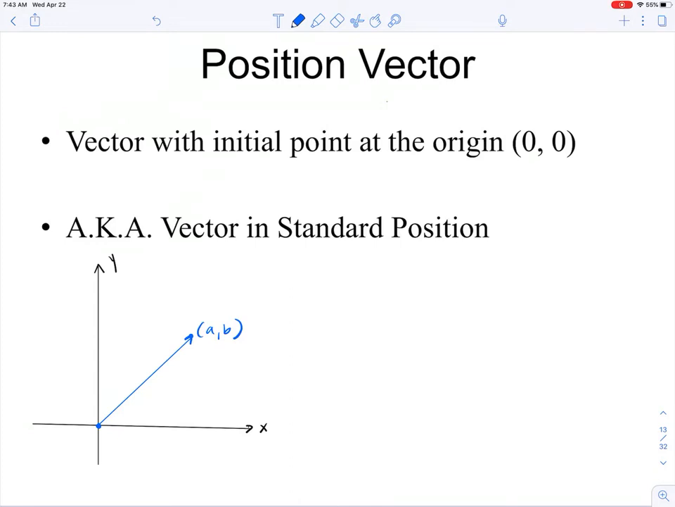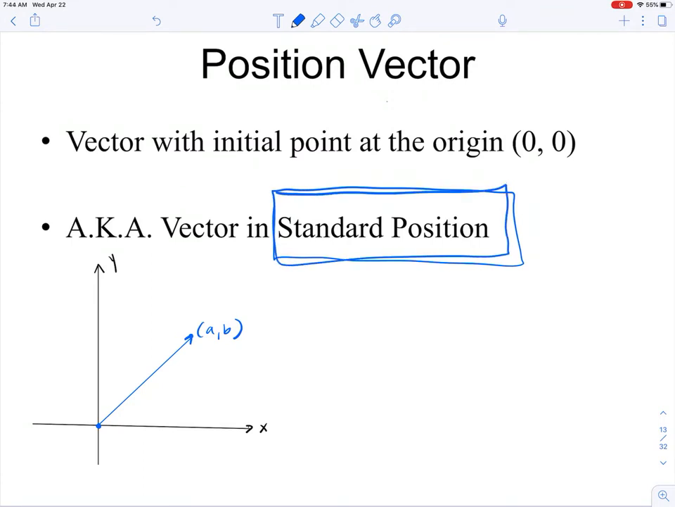So you can move a vector that is somewhere else in the xy plane and think about it being moved so that its initial point is at the origin. So really for any vector, you can determine its position vector. And a position vector is also known as a vector that is in standard position.